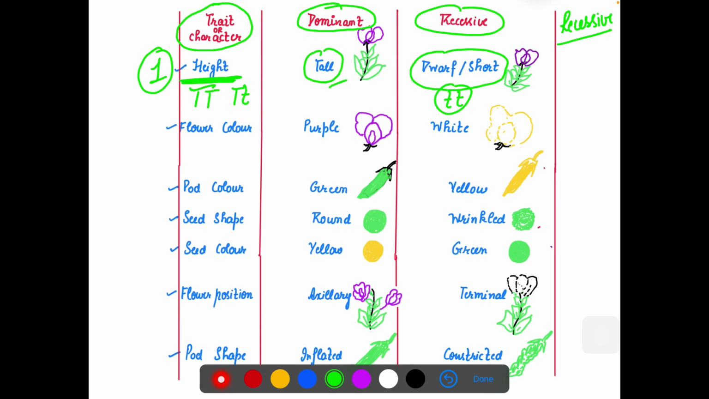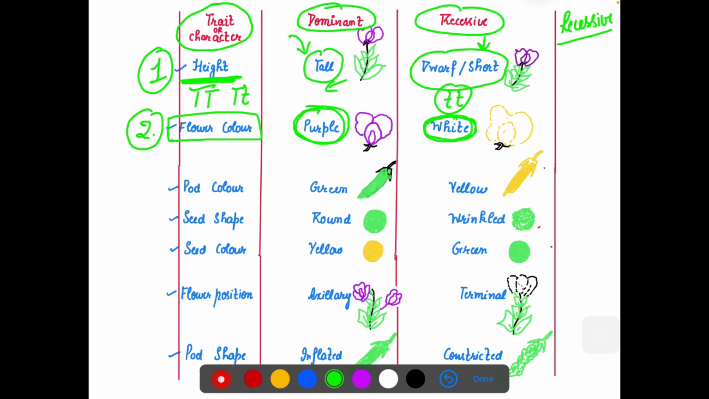So he said either the plant will be tall, which is a dominant trait, or the plant can be dwarf, which is a recessive trait. Then he studied the second trait, that is the flower color. He said purple flower color is a dominant trait, and white is recessive. I have made white with yellow because white will not be visible here, so this is white actually.